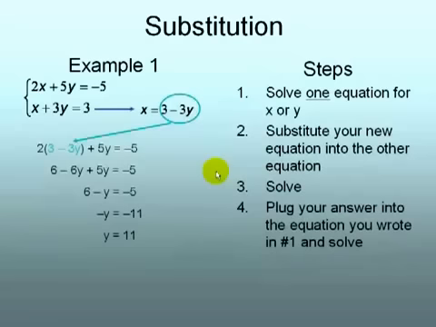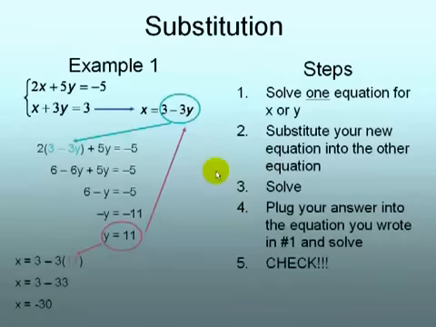Now you want to plug that answer into the equation you wrote in number 1 and solve for x in this situation. So we plug 11 into that 3 minus 3y. So we'd have 3 minus 3 times 11, just 3 minus 33. We end up with x equaling negative 30. So we'd have a solution of x being negative 30, y being 11.